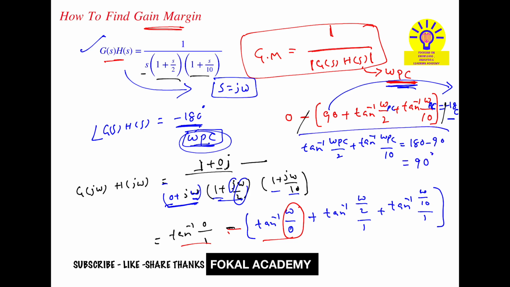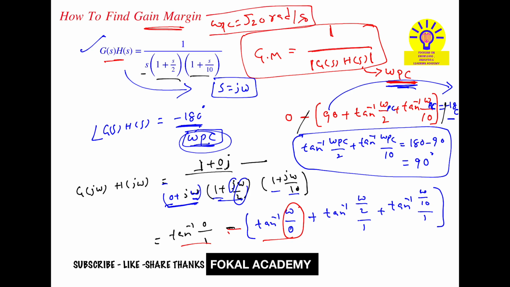Now use a calculator for getting the omega pc value. By simplifying this with the calculator, we get omega pc equal to root 20 radians per second. This is the phase crossover frequency. Now at that frequency, we are going to find the magnitude, then apply the inverse. That value is called the gain margin.